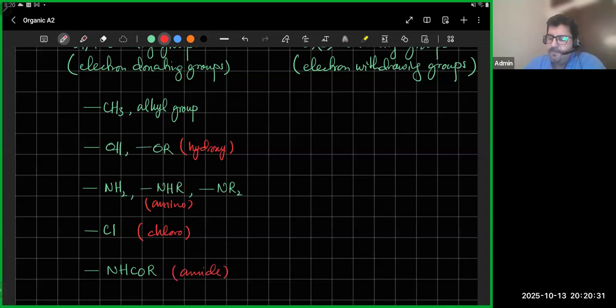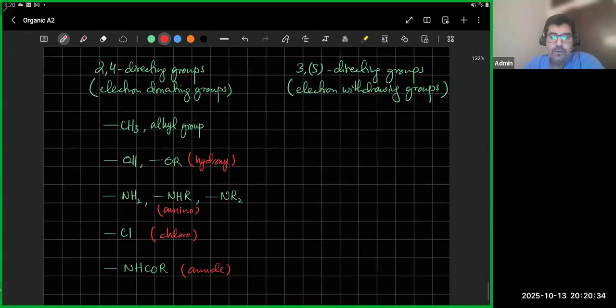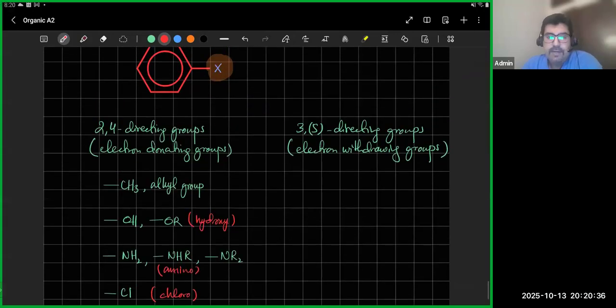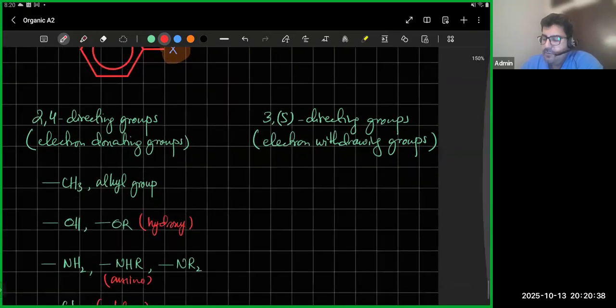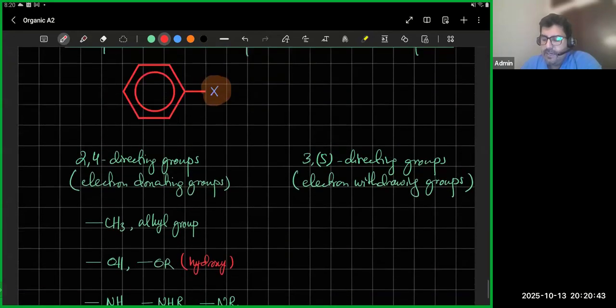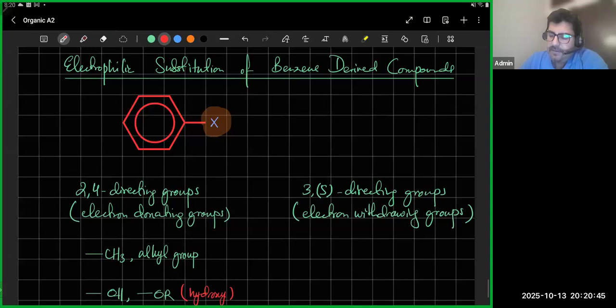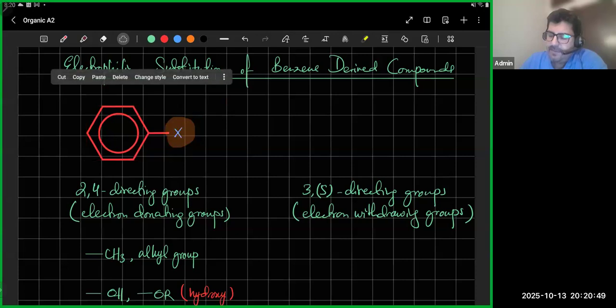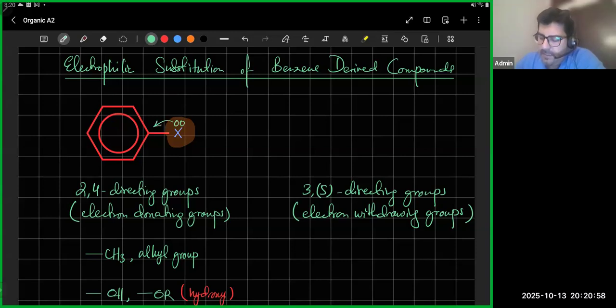Similarly, I'm going to explain what these groups mean one by one. We're going to do electrophilic substitution for each one of them. Basically, these groups are the ones that are going to push electrons. When these groups get attached to benzene, they push electrons towards benzene. So these are your electron donating groups.